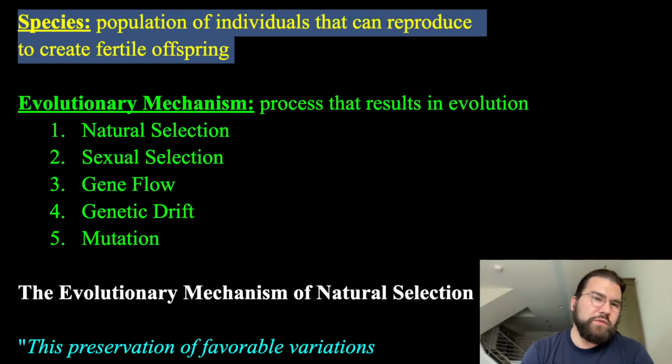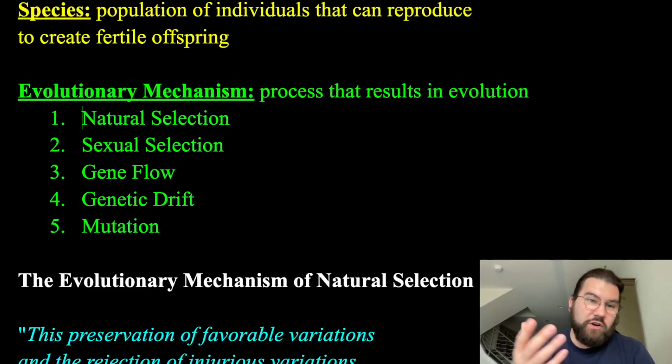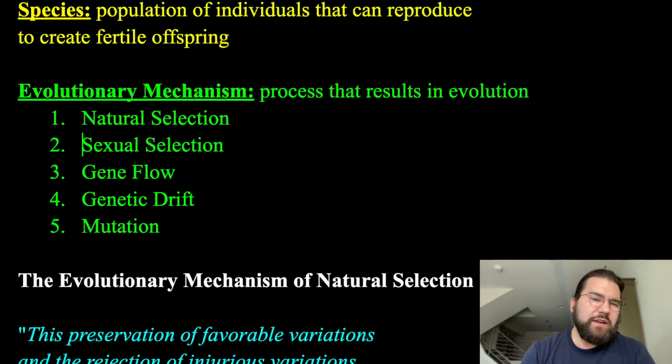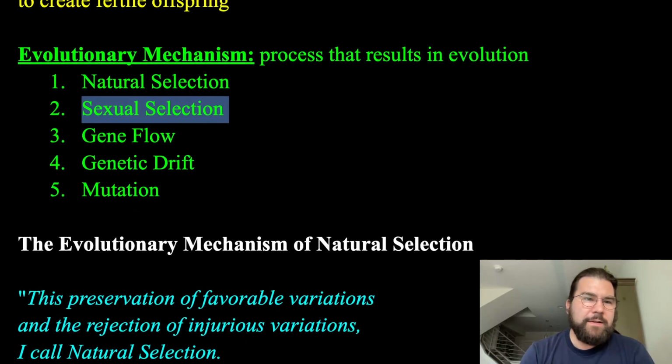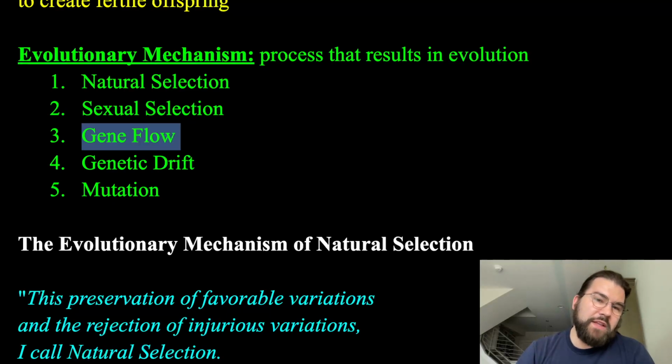And now let's look at the evolutionary mechanism. This is any process that results in evolution, that results in a gene pool changing over time. Here we'll be focusing on Darwin's main mechanism of natural selection. He'll also touch a little bit on sexual selection. We'll see that next. More recently, we've been doing a lot of research and studying gene flow, and that's genes moving between populations of the same species.